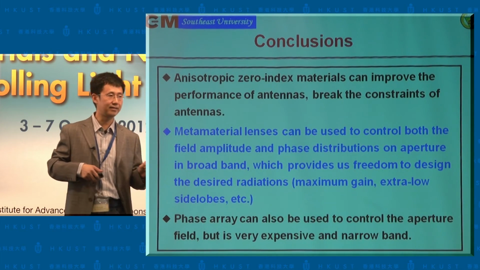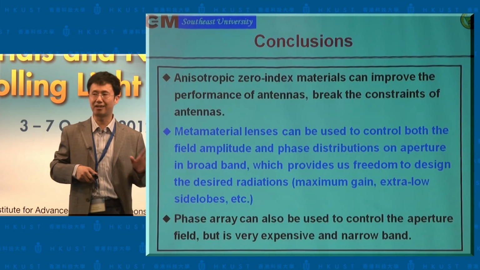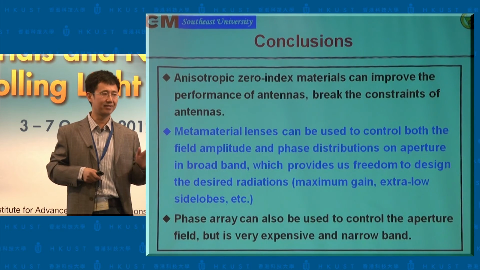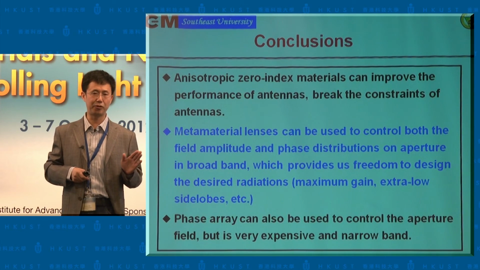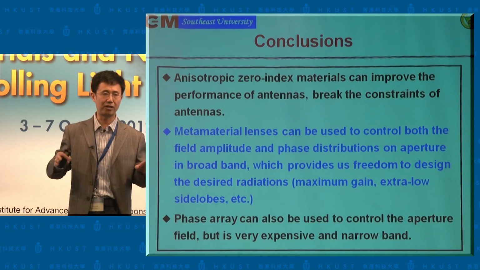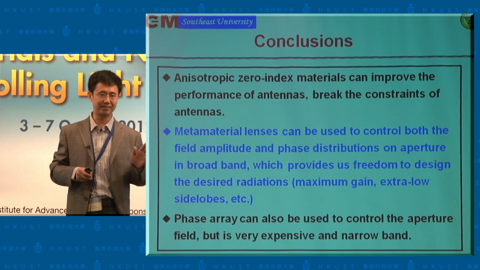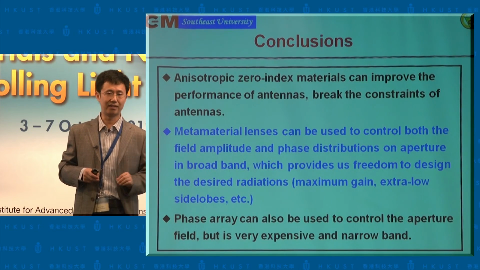I just mentioned that actually we can use a phased array to control both the amplitude and the phase of the aperture, but that is very expensive because we have to use phase shifters to control the phase. And the second disadvantage is that a phased array is narrowband and cannot be realized as broadband. So thank you for your attention.